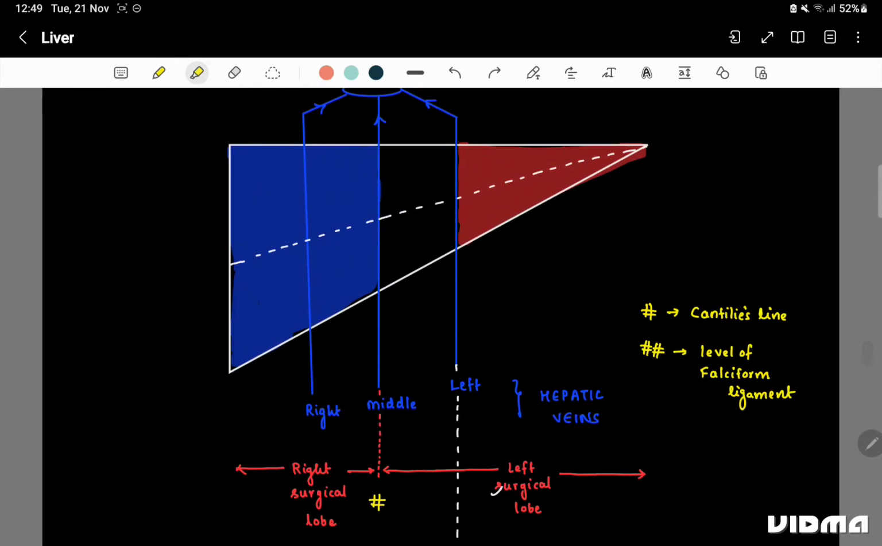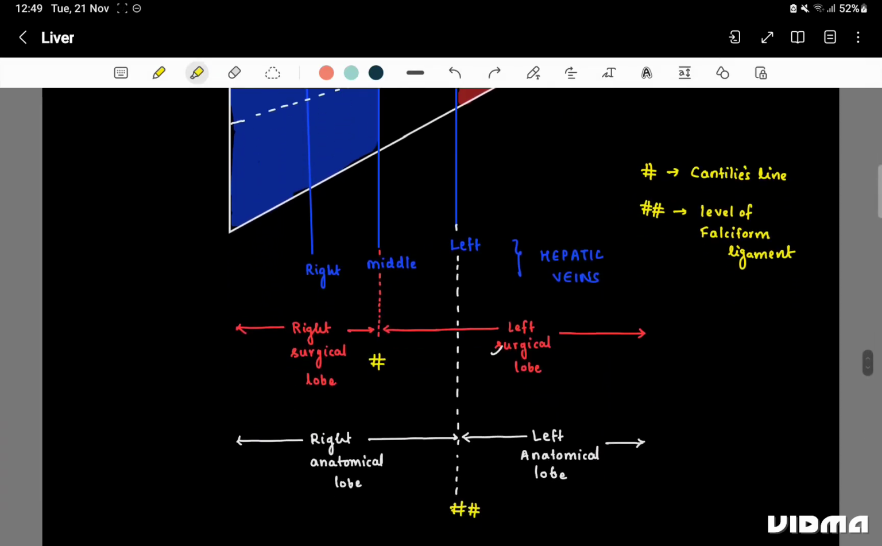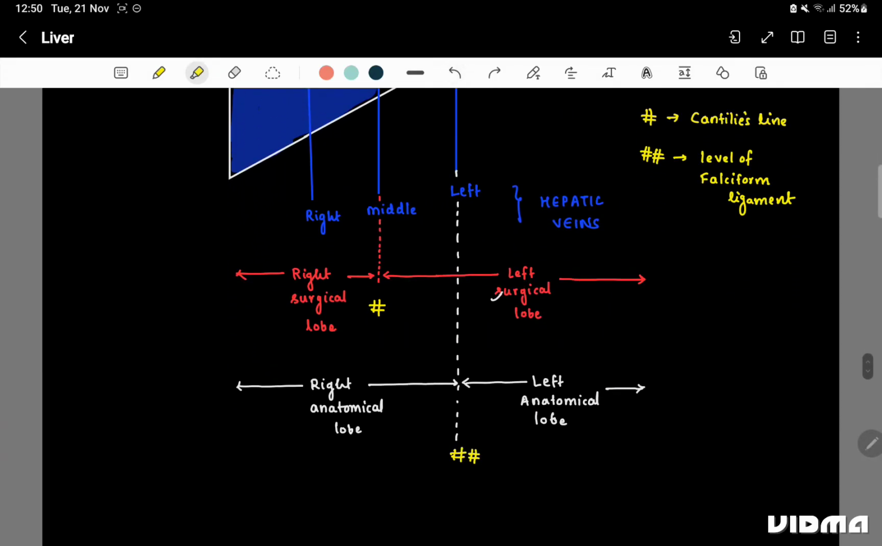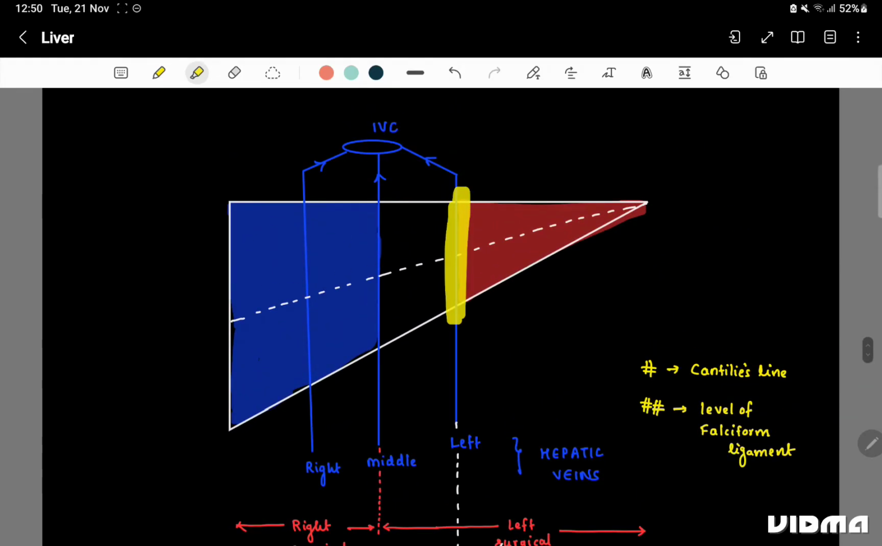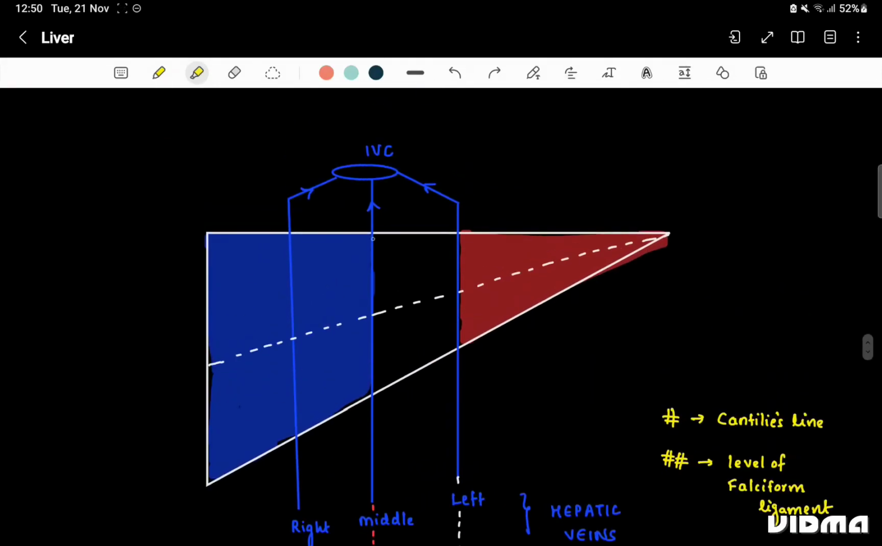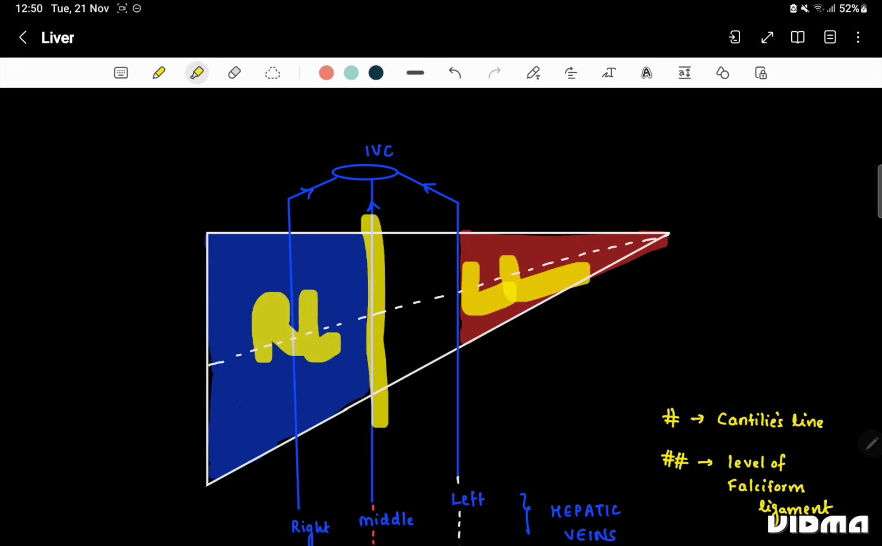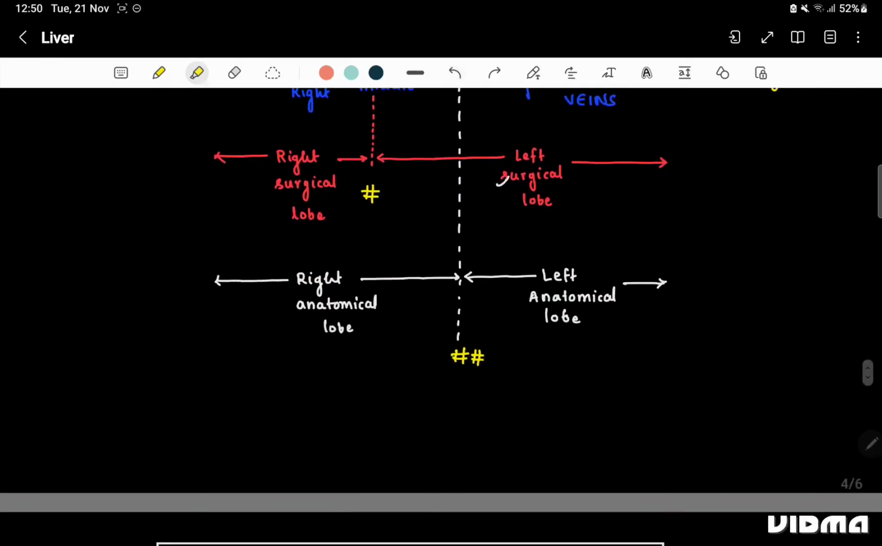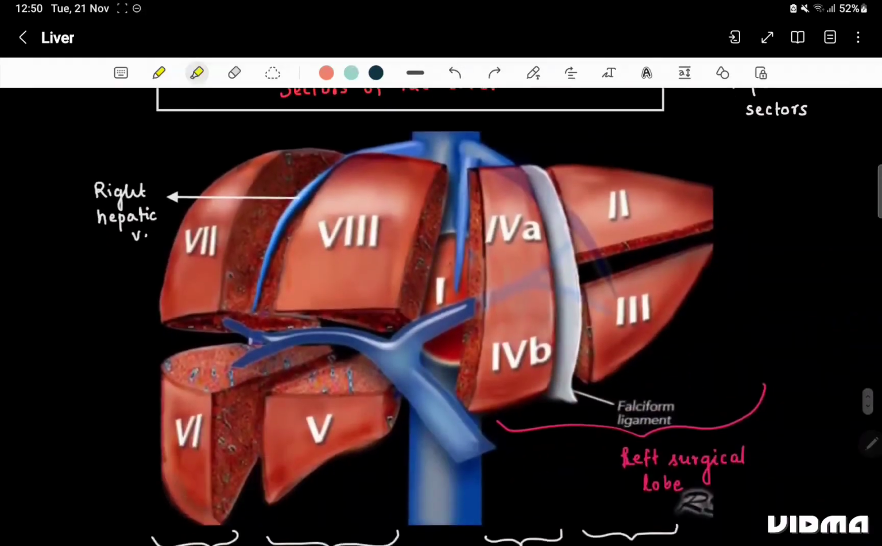If we are discussing the surgical lobes and the anatomical lobes, they are different. The anatomical lobes are based upon the level of a falciform ligament. So if we discuss the anatomical lobe, here we will have a right lobe and here we will have a left lobe. And if we discuss the surgical lobes, we'll discuss based on the Cantlie line, which will be present over here, and based on it we have our right lobe and the left lobe, this whole part. Understood? So the surgical lobe and the anatomical lobes differ based upon the lines we are talking about.